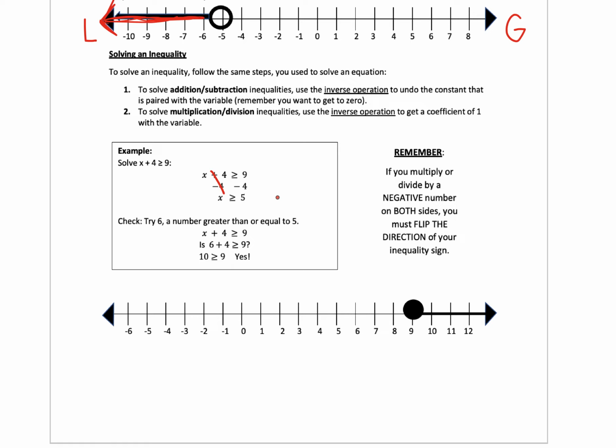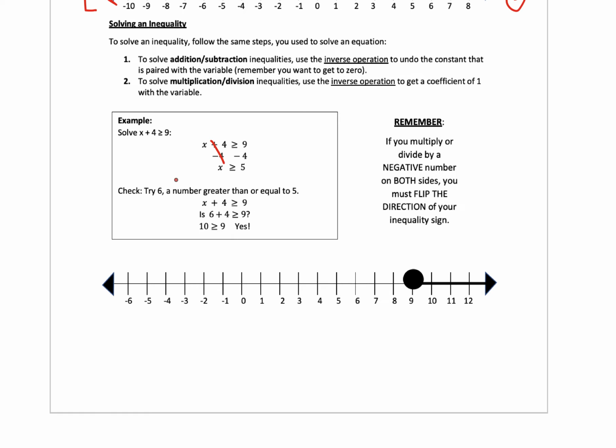So if you check it, you could try a number that's greater than 5. A number that's greater than 5 is 6. So if we plug that into the original problem, 6 plus 4 is 10, and 10 is greater than or equal to 9. So that's true. We could graph our solution there, and this number line is actually graphed incorrectly, so let's change that. If we have x is greater than or equal to 5, we need to circle on 5, and then x is greater than that, so we can shade anywhere to the right there.